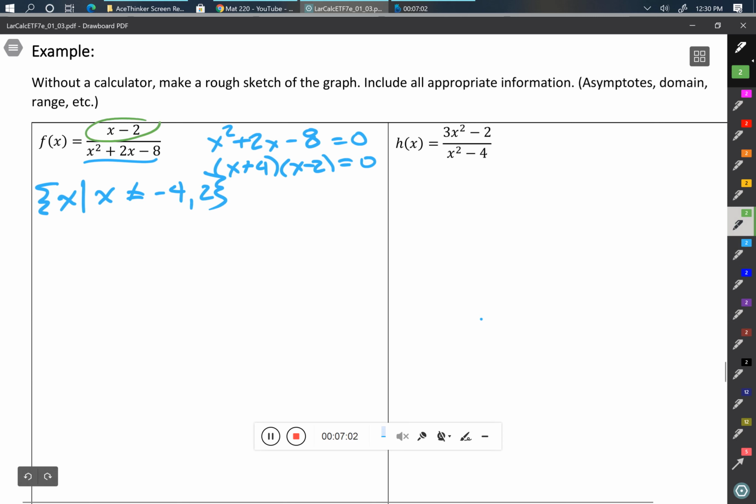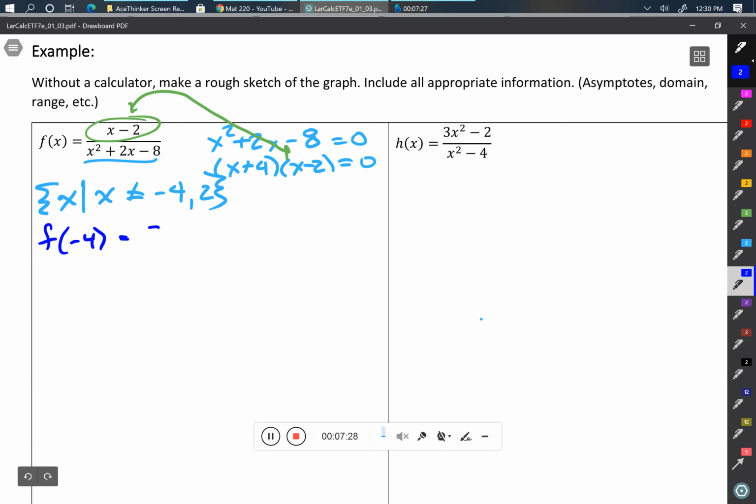But look at the numerator. Is the numerator the same as that? So what does that mean about positive 2? Because when I plug in negative 4, I'm going to get negative 6 divided by 0. But when I plug in positive 2, I'm going to get something else. Let me write that out so you can see. If I do f of negative 4, that's going to give me a negative 6 in the numerator and a 0 downstairs. Right? That's no bueno, but that also tells me that I'm going to have a vertical asymptote at negative 4.